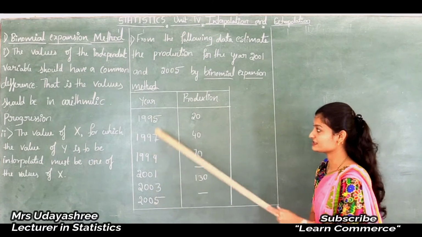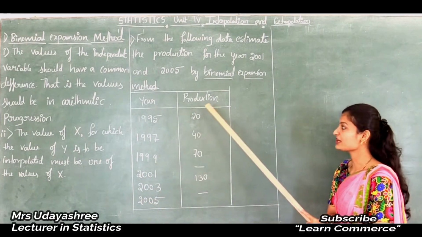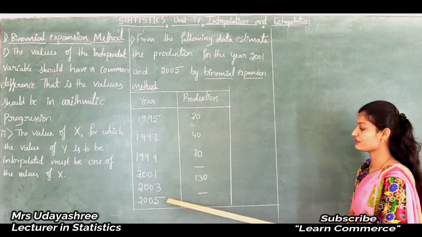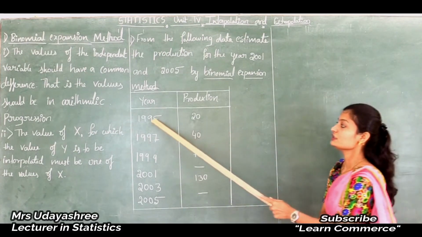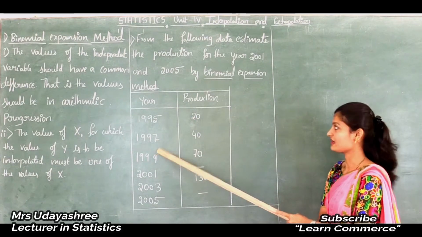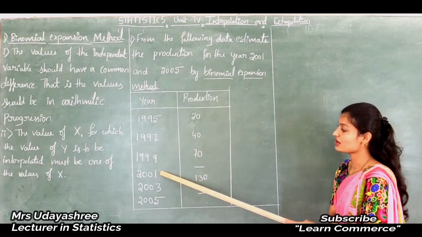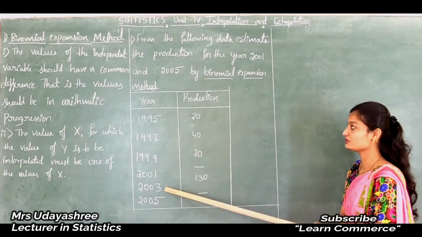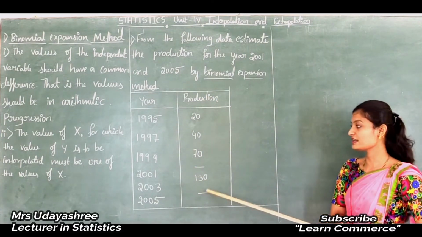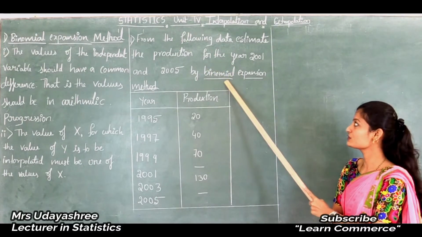Here years are given like this: 1995, 1997, 1999, then 2001, 2003 and 2005. And productions are given in tons: 20, 40, 70, and this value is missing. So in 2001 that value is missing and in 2005 this production is missing. In 1995 the production was 20 tons, in 1997 the production was 40 tons, in 1999 the production was 70 tons, in 2001 the production was missing, in 2003 the production was 130 tons, and in 2005 the production was missing. So there are two missing values, and for these two values we need to estimate them by using the binomial expansion method.